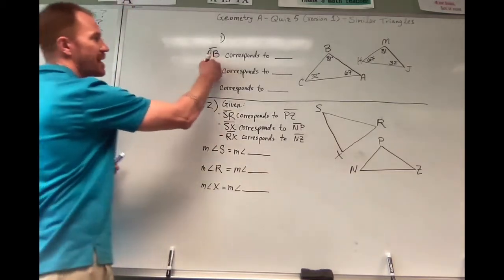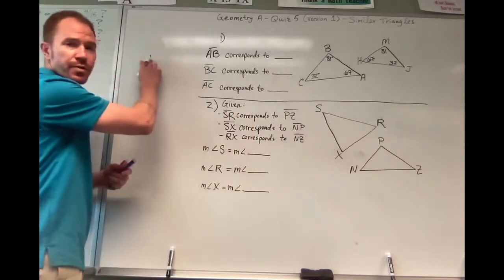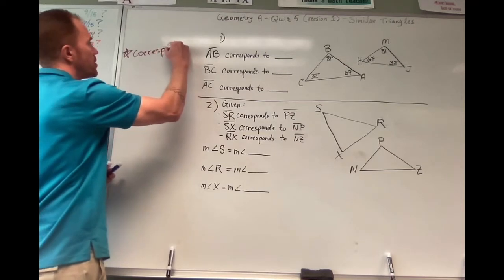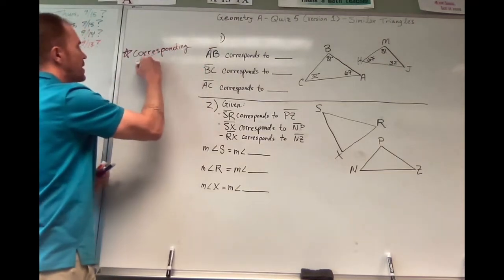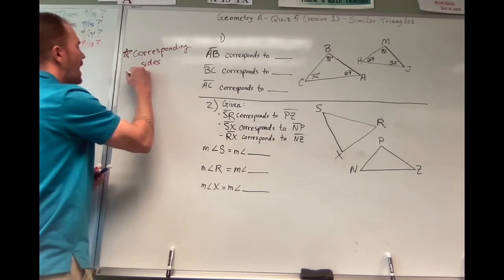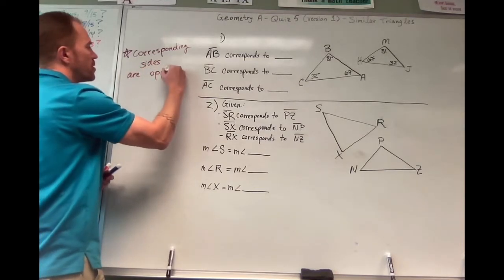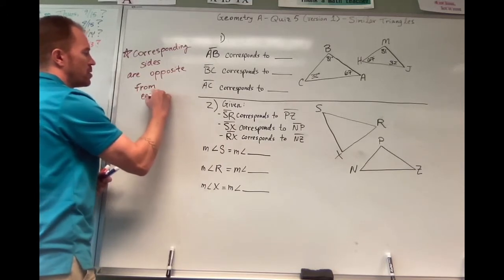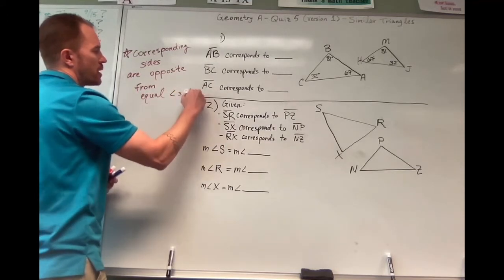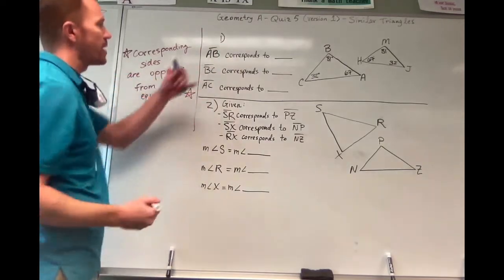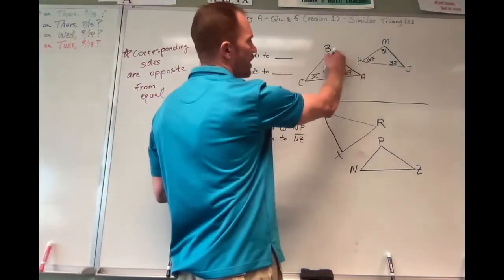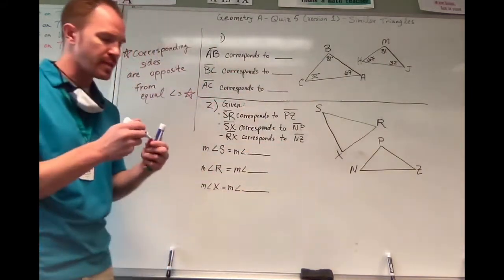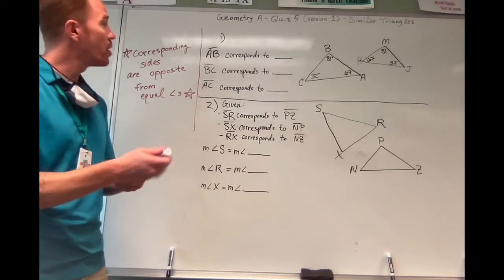When we're talking about sides that correspond, the trick is that corresponding sides are opposite from equal angles. Okay, so that's the idea. So when I say side AB, here's side AB, but it's supposed to correspond to another side. So what's the other side? I'll start with blue here.